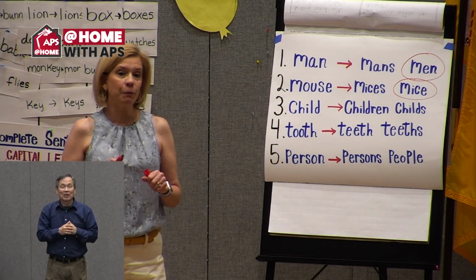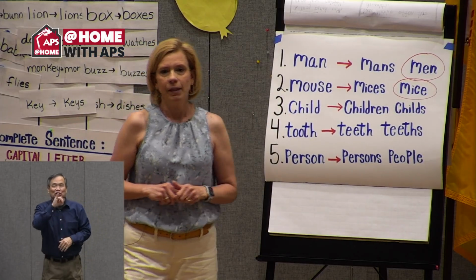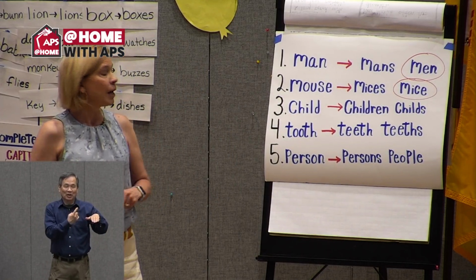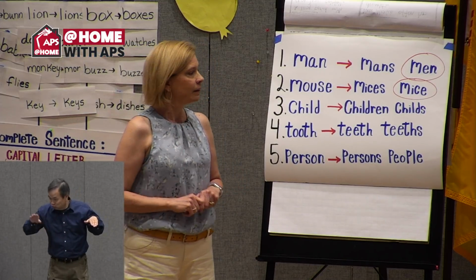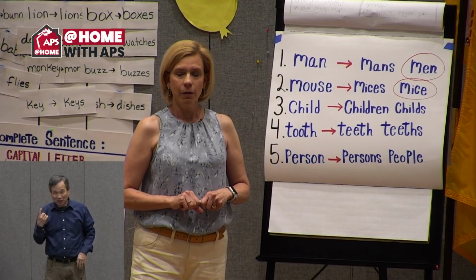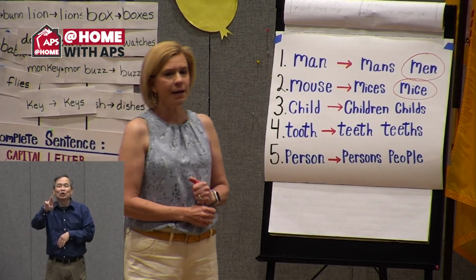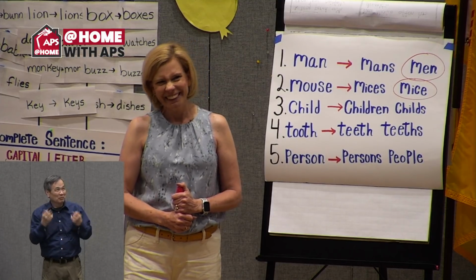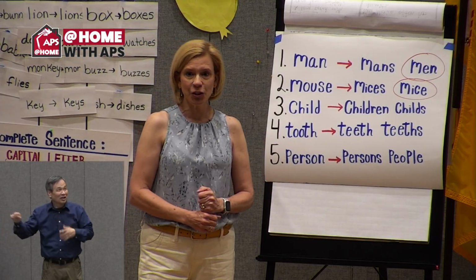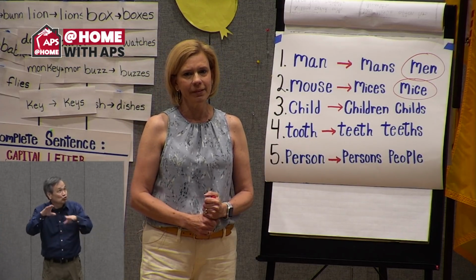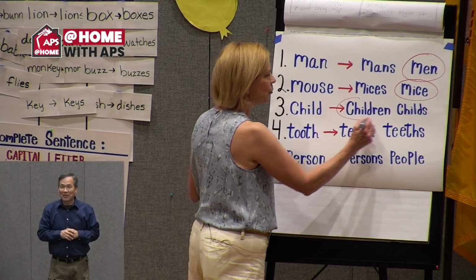Here's a really different one that doesn't follow a rule. Child. So I have a child. But if I have more than one child, do I have childs or do I have children? My mom has lots of childs. That doesn't sound quite right, does it? My mom has many children. That sentence makes sense. So I'm going to go ahead and circle children.